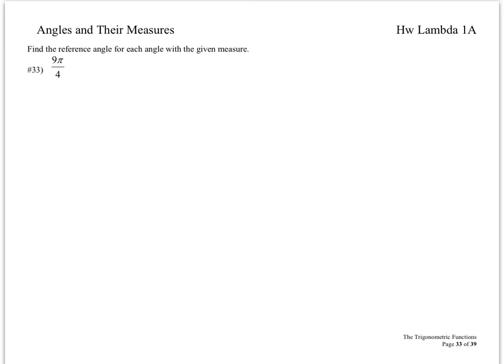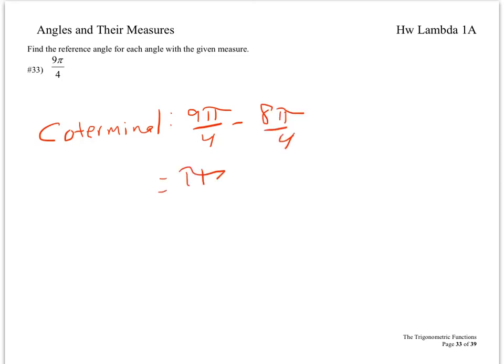9 pi over 4. If you find a coterminal angle, because this angle is not between 0 and 2 pi, you don't have to do this, but some people like to. We could subtract a complete revolution, 8 pi over 4. That would give us pi over 4. Figure out where that falls in the coordinate plane.